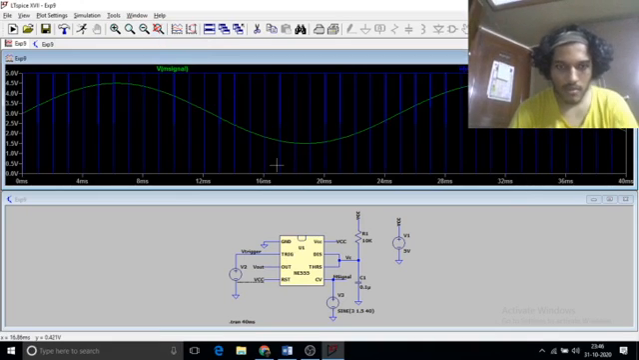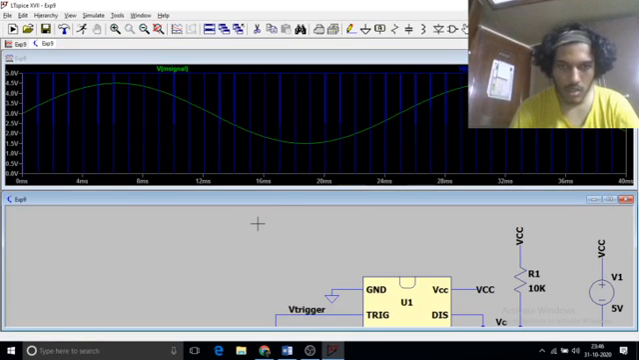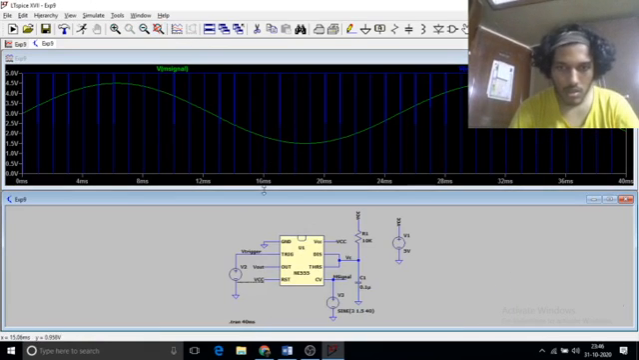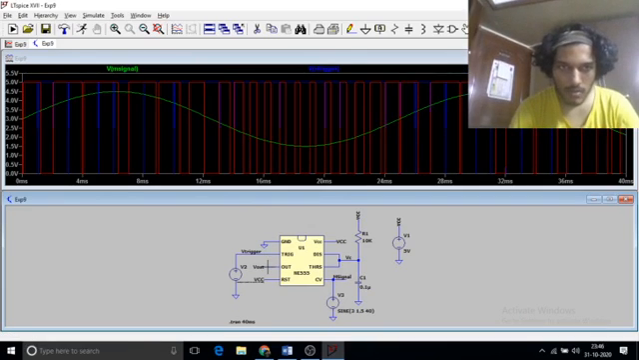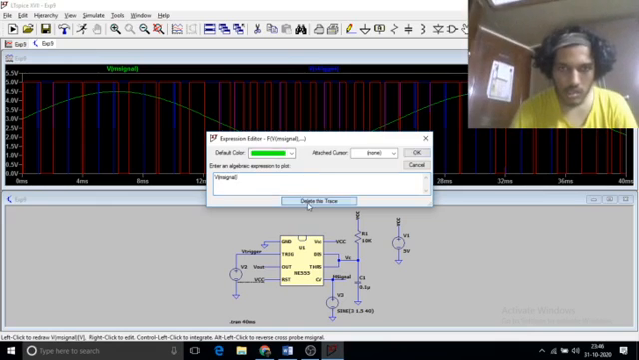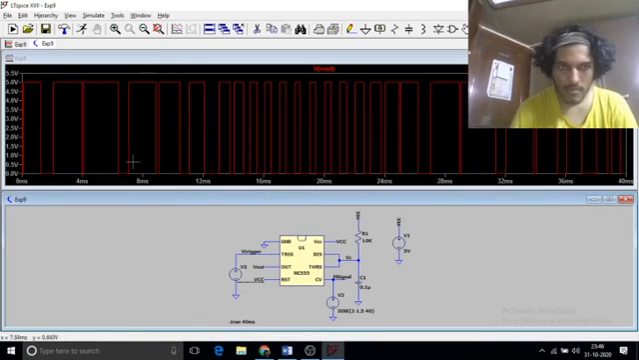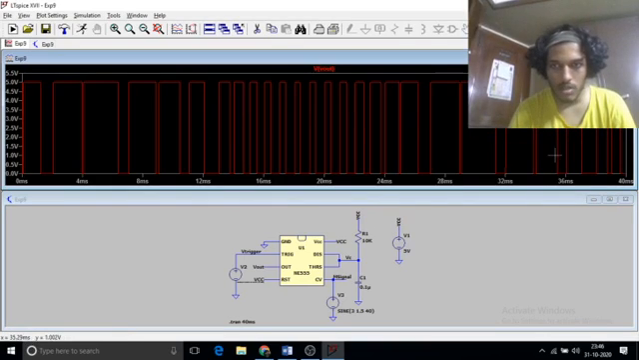And finally we will see the output voltage. This is the output voltage. If I remove this, you can clearly see that you're getting pulses of different width, which is exactly what we were expecting. Hence the input wave is modulated and the power supplied is also varying depending on the width.